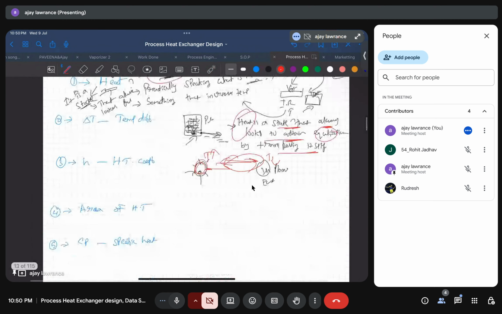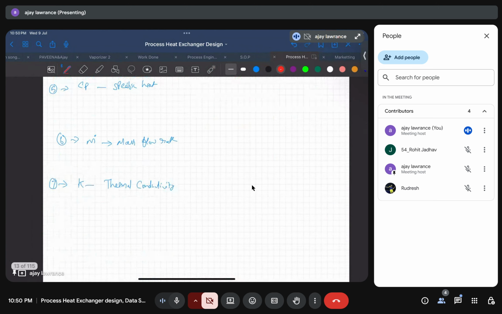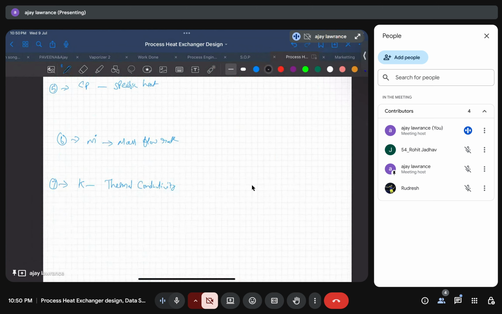So temperature difference and heat and temperature both are similar. You can just write heat transfer coefficient. So what is heat transfer coefficient? Or before getting to heat transfer coefficient, we'll take a look at thermal conductivity. So what is thermal conductivity?